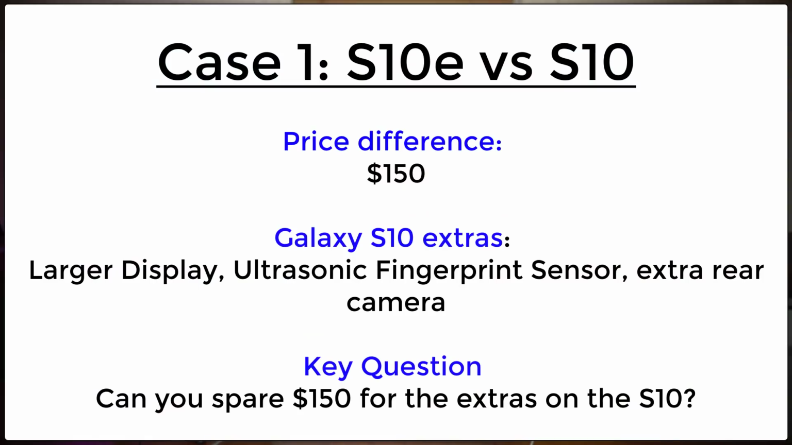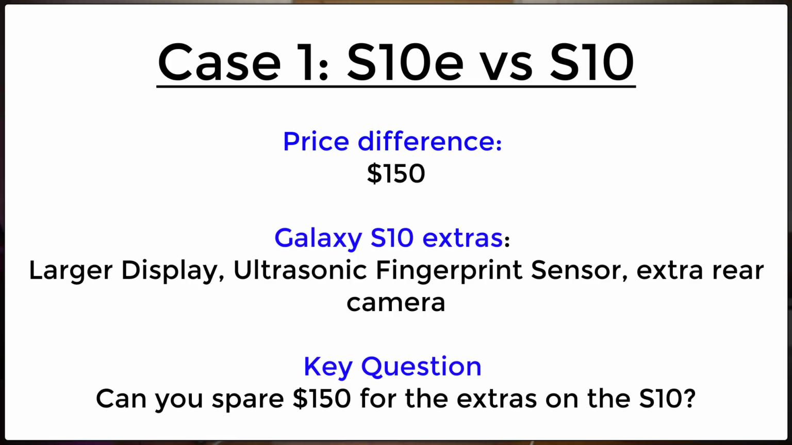Now let's do a conclusion and see which phone you should get based on these facts. So in the case of the S10 versus the S10e, for $150 extra, all you're getting is an ultrasonic fingerprint sensor and a larger screen. In my opinion, it's worth it because the ultrasonic fingerprint sensor makes things very, very convenient. It is a technology that we've been waiting for a long, long time.